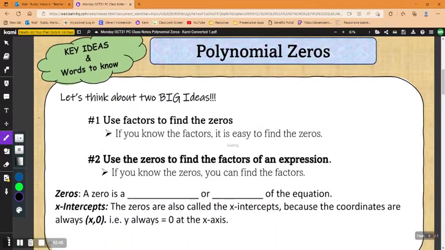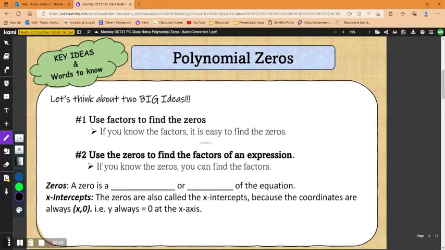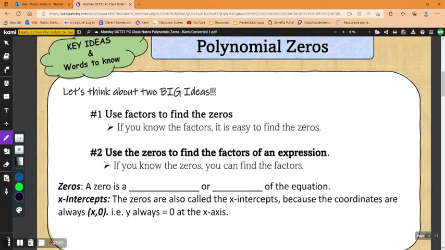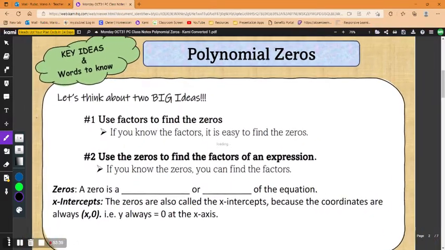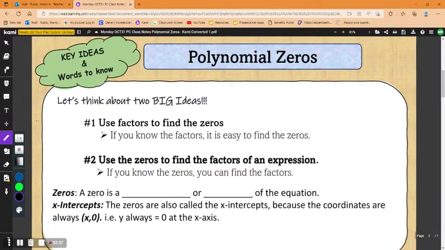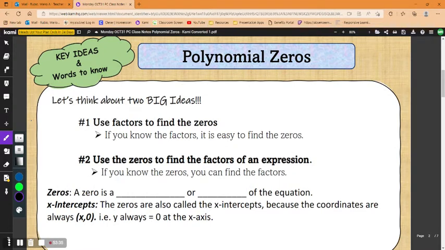So now we're going to start on polynomial zeros. This is a very important concept. I have mentioned this at least a dozen times. We've talked about this over and over again. But before we get to the definitions, let's think about these big ideas. We have two big ideas here.